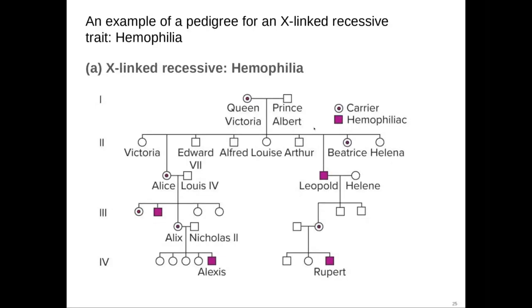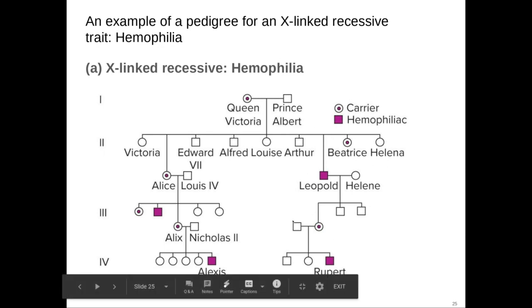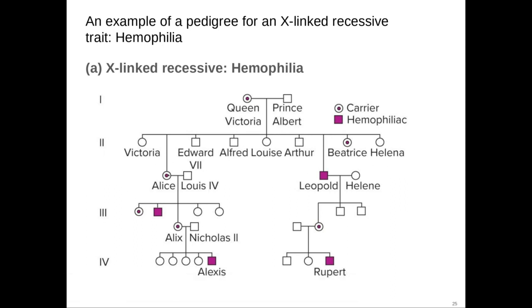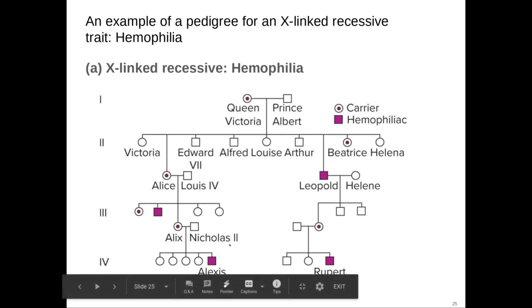Now, you'll notice that one of their children, Leopold, was a hemophiliac. And he married Helena, and they had normal children, except for one child, which was a carrier. She married someone, I should say, and they had one child that was hemophiliac and two that were normal, non-carriers. And we can see the same thing over here. Alice married Louis IV, and then one carrier, one displaying the trait, and so on and so forth.